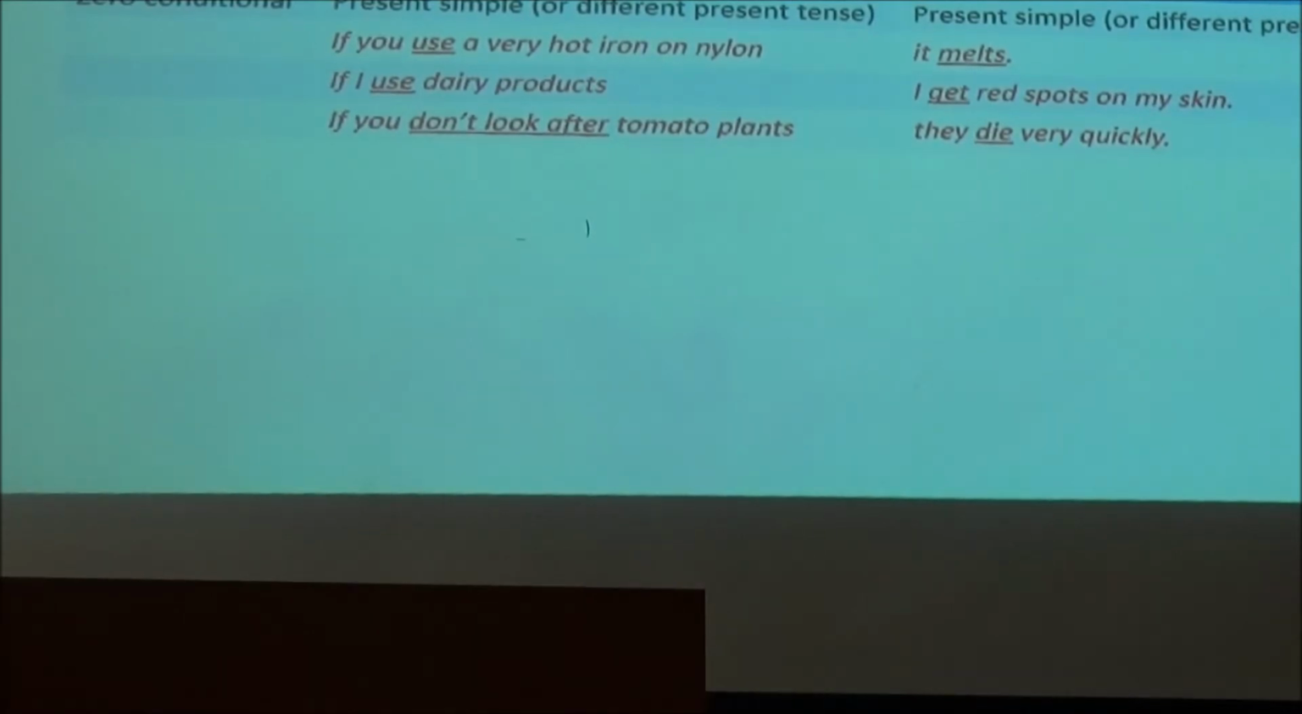The second sentence: if I use dairy products, I get red spots on my skin. Use and get are both in the present simple, and also this is a plain fact. This is what always happens. There's no way I can change that unless I take some sort of medicine, maybe. But this is maybe not scientific, but it's a fact.